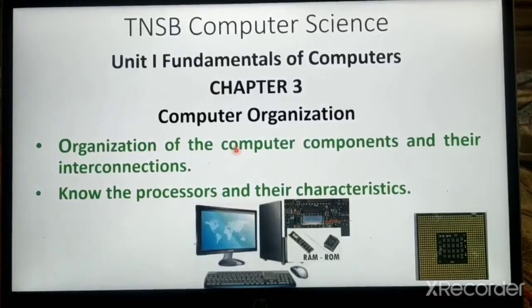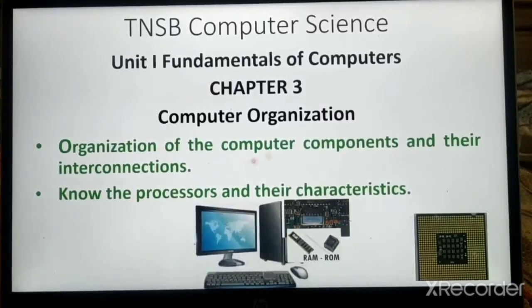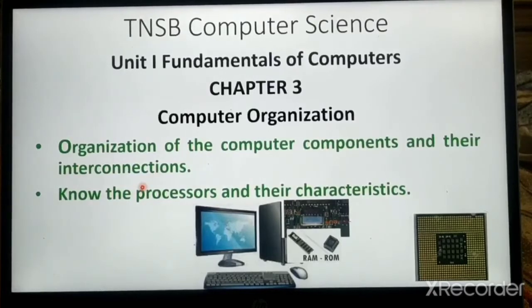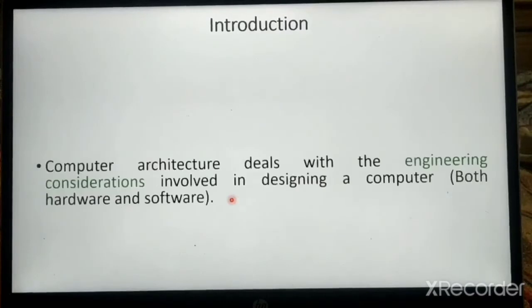In this video, you will learn the organization of the computer components and their interconnections. Then you can understand the processors and their characteristics. First, let's see the difference between computer organization and computer architecture.